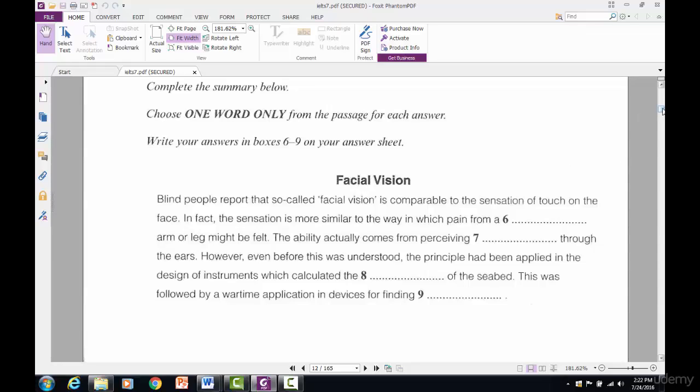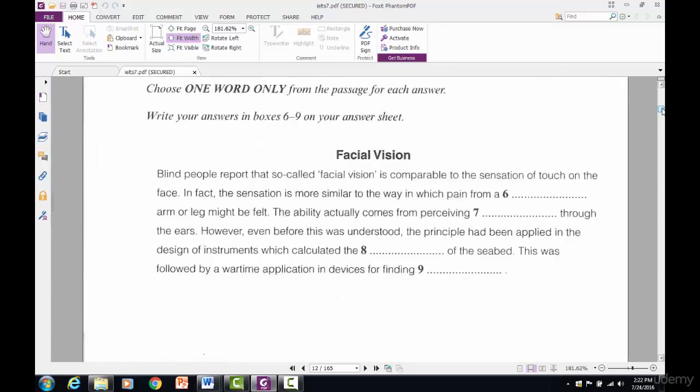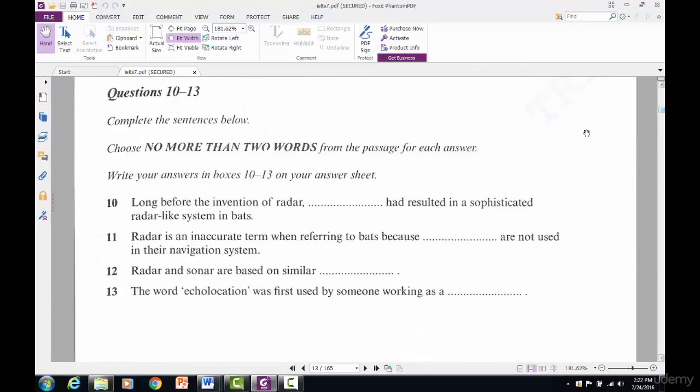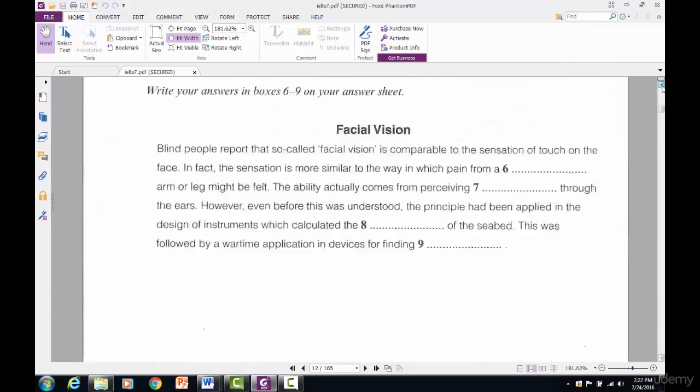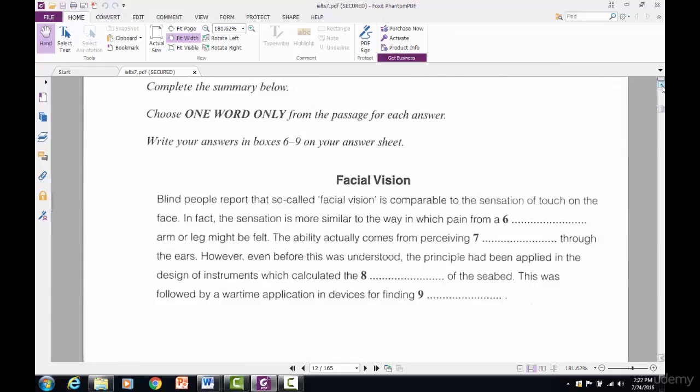So I need to find that. And then also we have a fill the blank question. Right, we have a fill the blank question. Our directions say no more than 2 words. Right? And it looks like all of this is about radar. Number 10, radar. 11, radar. 12, radar and sonar. And then 13, the word echolocation. So we have all these dealing with the same topic of radar. All right, so that's going to make it easier to find the paragraph that the information is coming from.